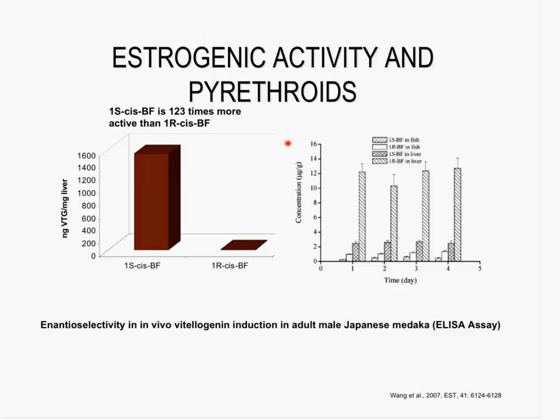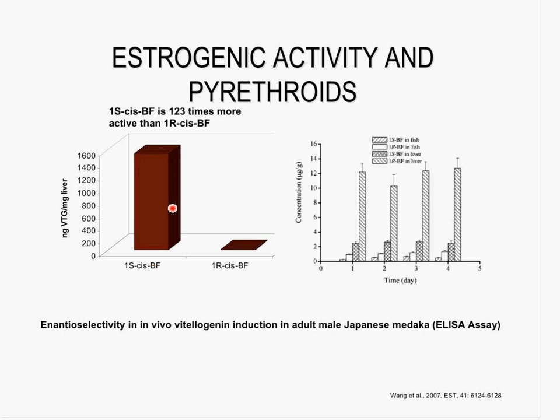Well, we actually published a paper, again in 2007, with bifenthrin, where the S stereoisomer was actually significantly more estrogenic than the 1R. And the 1R is actually the more acutely toxic. In this particular case, the 1S is actually the more estrogenic.